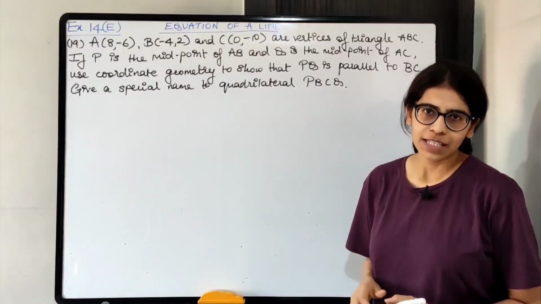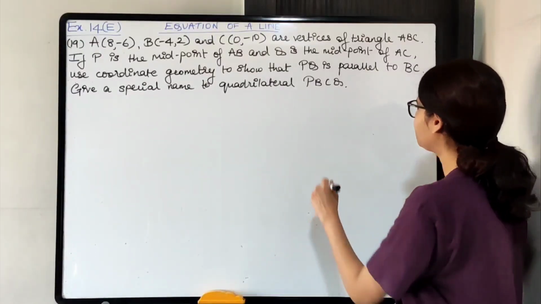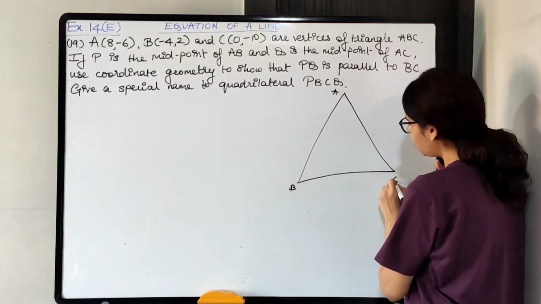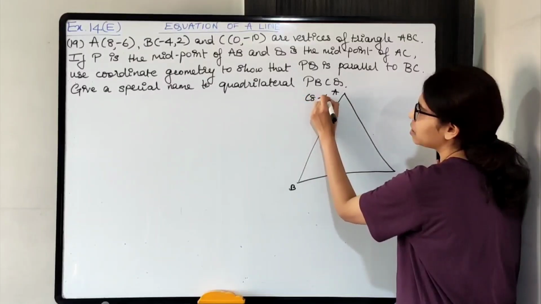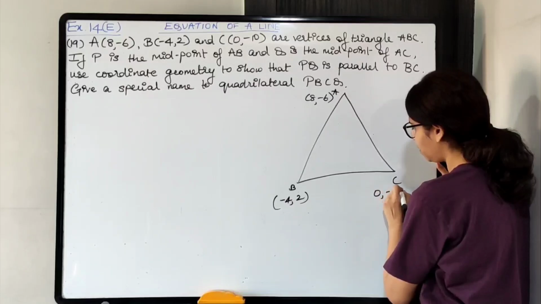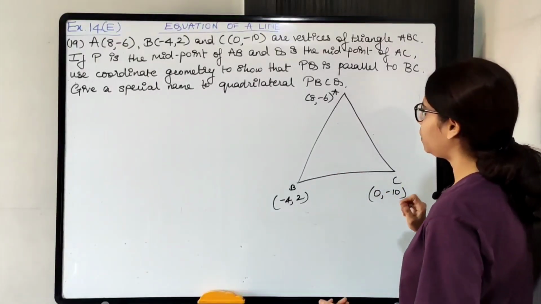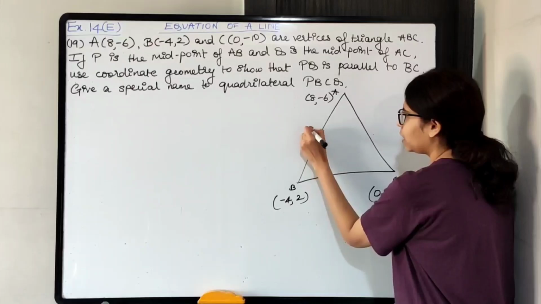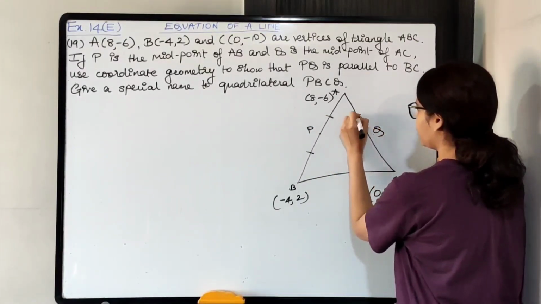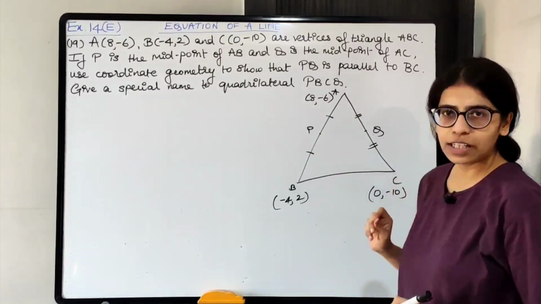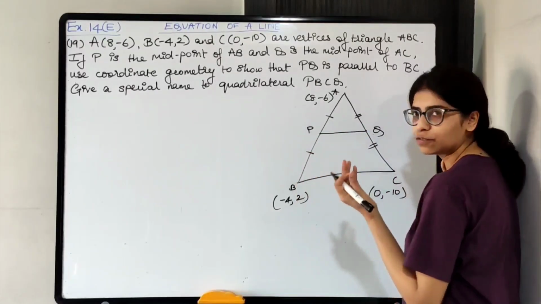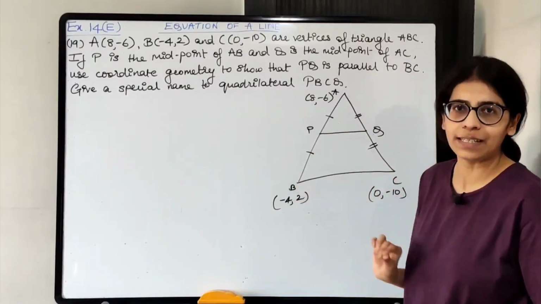There is a triangle ABC. So let's draw the triangle ABC. We know the coordinates of A, B and C. A has coordinates (8, -6), B has coordinates (-4, 2) and C has coordinates (0, -10). P is the midpoint of AB and Q is the midpoint of AC. Use coordinate geometry to show that PQ is parallel to BC. Join PQ. You have to prove PQ parallel to BC.